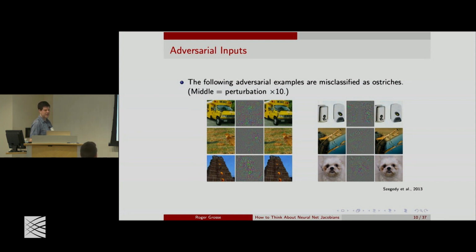Here are just some other examples of adversarial attacks. You take basically an arbitrary image from ImageNet and make an extremely small perturbation and get the classifier to think it's an ostrich.